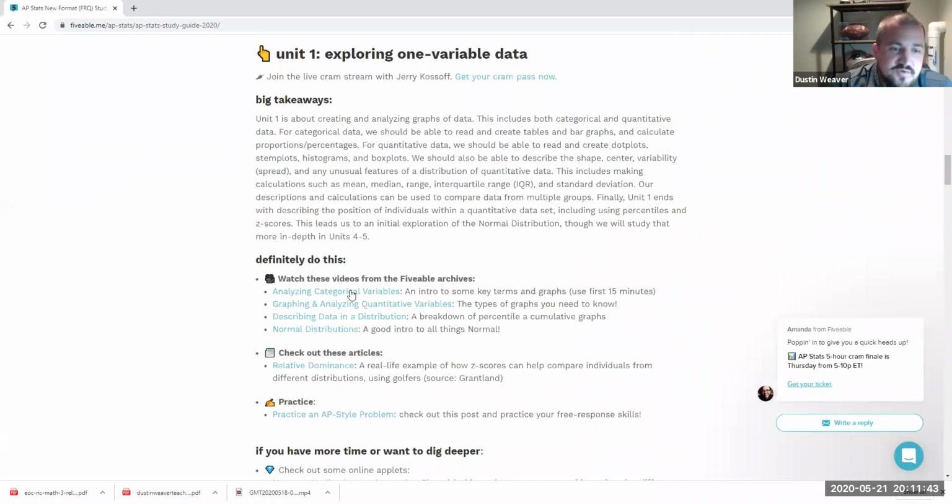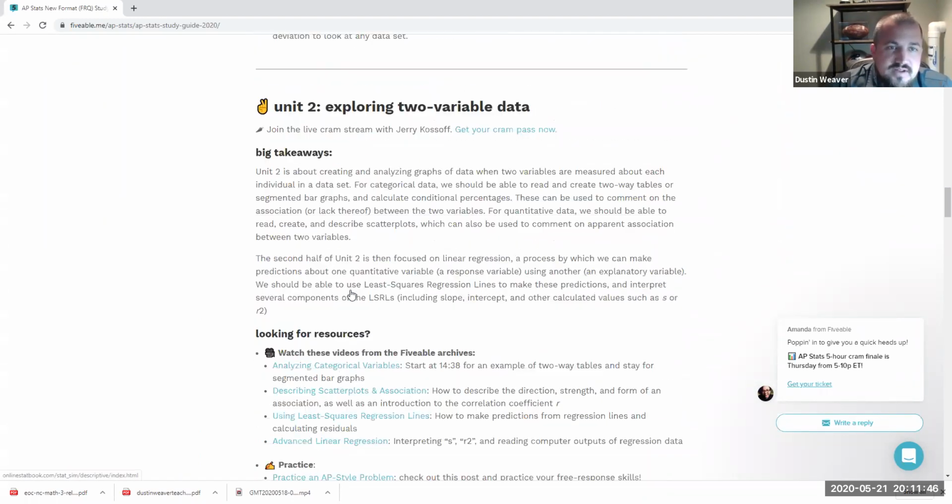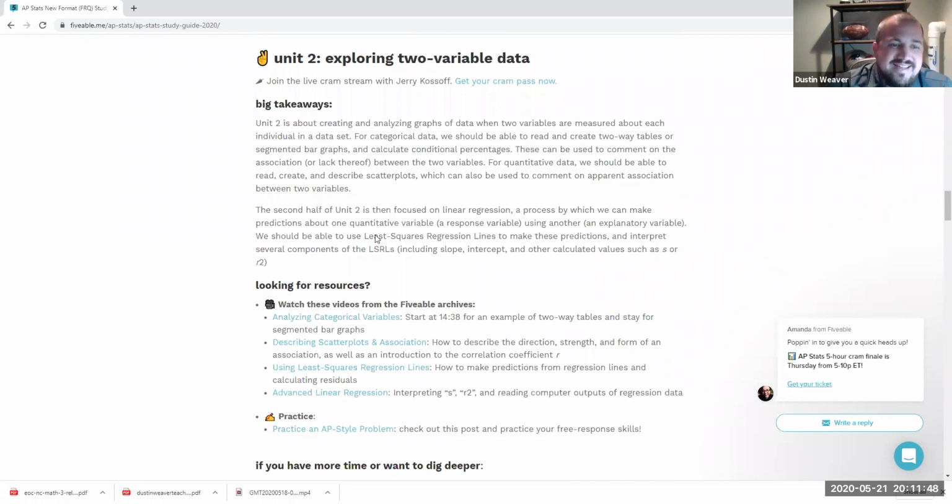Okay, so let's move to Unit 2. Unit 2 is exploring two variable data, and the big takeaways for Unit 2 is about creating and analyzing graphs of data when two variables are measured about an individual data set. For categorical data, we should be able to read and create two-way tables. Remember, those are those tables with one thing going across and one going down, or segmented bar graphs. Those are the ones with different sections there. And calculate conditional percentages.